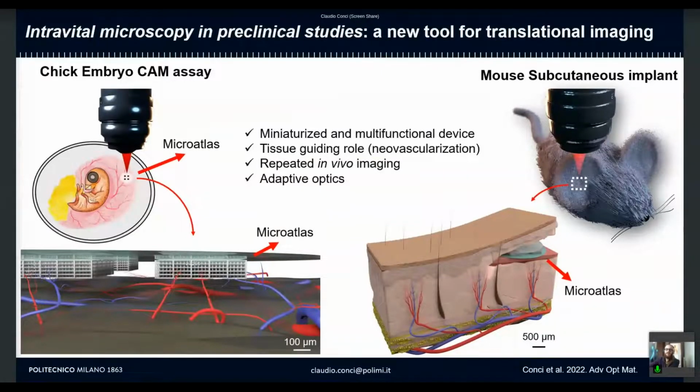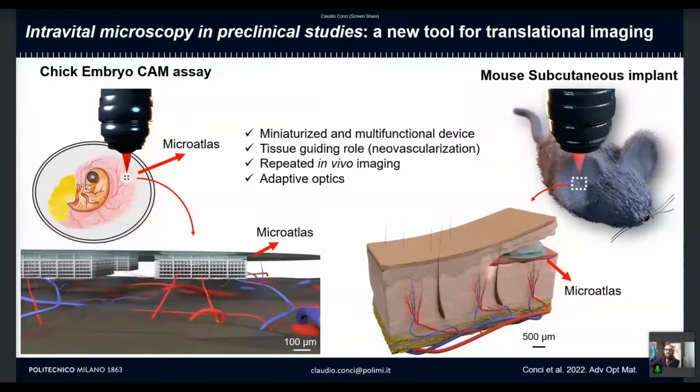We call that device the Microatlas, and it is implantable subcute in living mice, or, as you can see on the left-hand side, in contact with the chorioallantoic membrane of living chicken embryos. This device is inspectable without the need of a persistent percutaneous access, and allows translational studies over time of the same animal and the same region of interest.